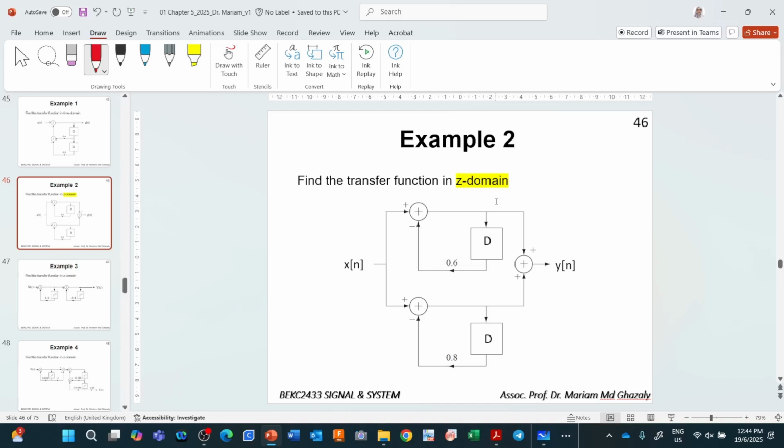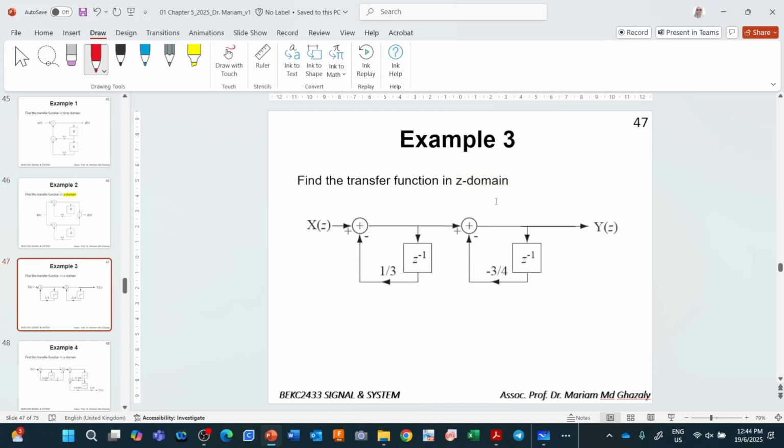In your slide it is time domain. This one is Z domain. Example 3, correction also. The correction is that in your slide, example 3, you have it like this, right? Y is here. The correction is that this one is a feedback loop, and then this one is connected. This is Y(z). So examples 2 and 3 only have corrections.